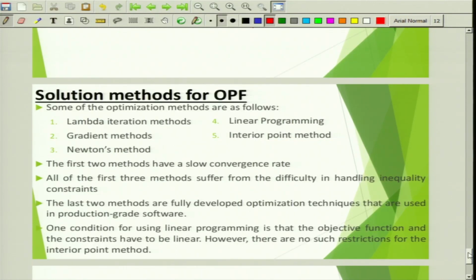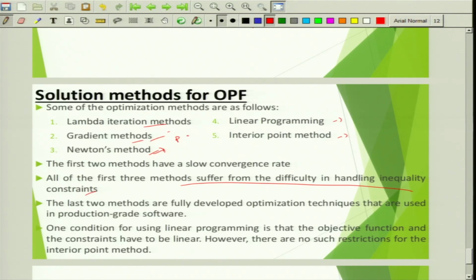So what are the solution methods that we have? Lambda iteration methods, gradient methods, Newton method, linear programming method, interior point method. The first two methods, that means lambda iteration method and gradient method, have a slow convergence, right? Especially when you consider a big network. All of the first three methods suffer from difficulty in handling inequality constraints, because inequality constraints mean if there is a line limit or voltage limit that you are considering, that is the actual OPF problem. So considering these constraints, lambda iteration, gradient, and Newton's method will be even more complicated or may not converge sometimes. Newton method you may try to converge, but the complexity would further increase.